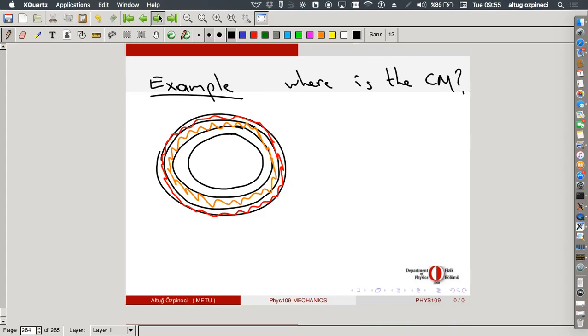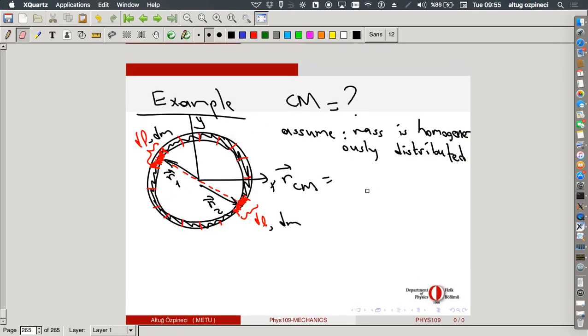The center of mass of the whole system will be just the sum of dm times Ri divided by the total mass. Each point has x and y components, Ri. But if you look at these two points, the x-coordinate of this one and the x-coordinate of this one are just in opposite directions. The y-coordinates are also in opposite directions. They have the same magnitude, but in opposite directions.